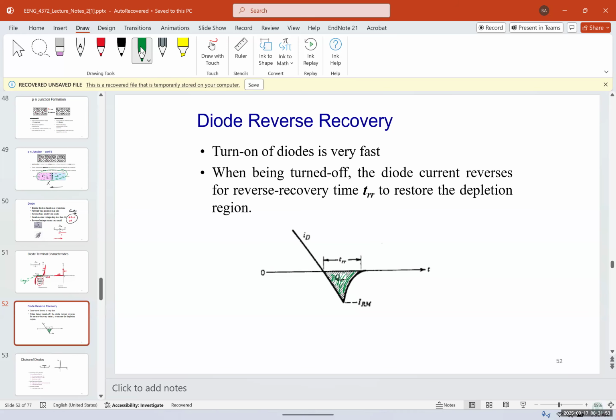Depending on the type of diode that we have, if it's a signal diode or a power diode, it could be from a few milliseconds to nanoseconds.